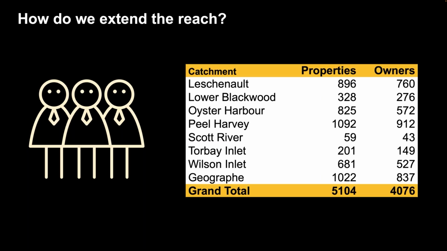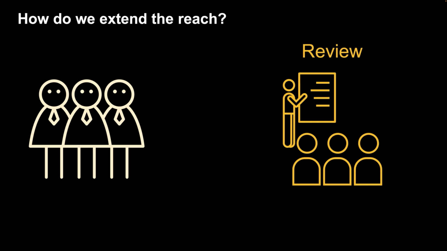One of the problems we have is how do we extend the reach of all of these programs? I mentioned earlier that we've done close to 1,500 farms, but that's taken us 12 years to do that. There's something like 5,000 properties to get through, and they're managed by about 4,000 owners. So each year we conduct a review of our program. We sit down with people who are at the coalface and others, and we discuss a range of things.